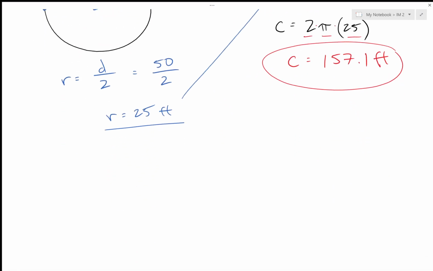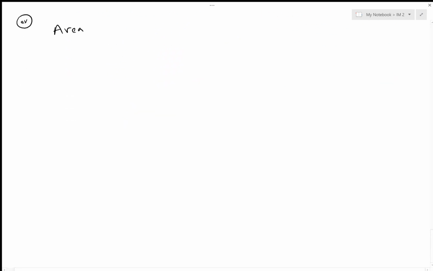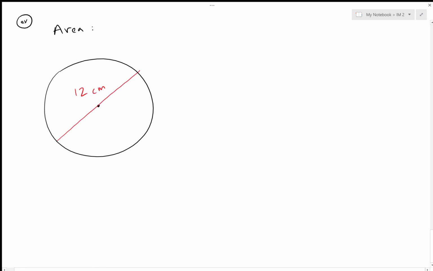And one last example. Let's go ahead and find the area. Circle. 12 centimeters. So just looking at this, 12. That's not the radius. We always want the radius for these things. That's the diameter. So the diameter is 12, meaning that the radius, if you cut it in half, should just be 6. 6 centimeters. So that's the one I want to plug in.